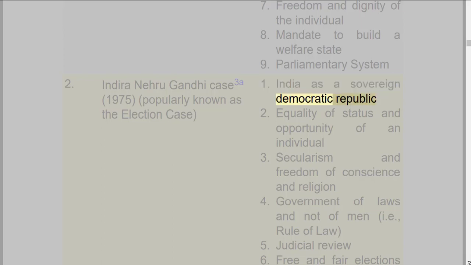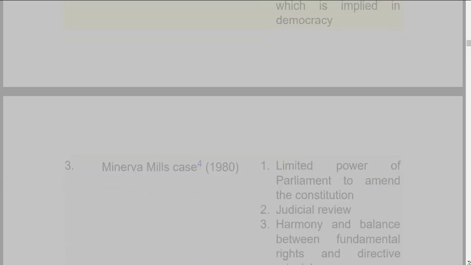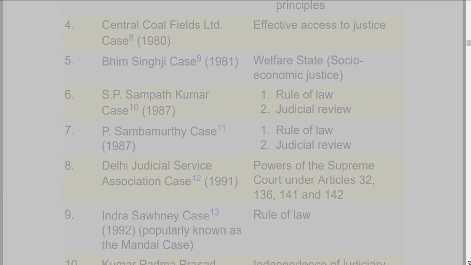2. Indira Nehru Gandhi Case, 1975, popularly known as the Election Case. 1. India as a sovereign democratic republic. 2. Equality of status and opportunity of an individual. 3. Secularism and freedom of conscience and religion. 4. Government of laws and not of men, i.e., rule of law. 5. Judicial review. 6. Free and fair elections, which is implied in democracy. 3. Minerva Mills Case, 1981. 1. Limited power of Parliament to amend the Constitution. 2. Judicial review. 3. Harmony and balance between fundamental rights and directive principles.